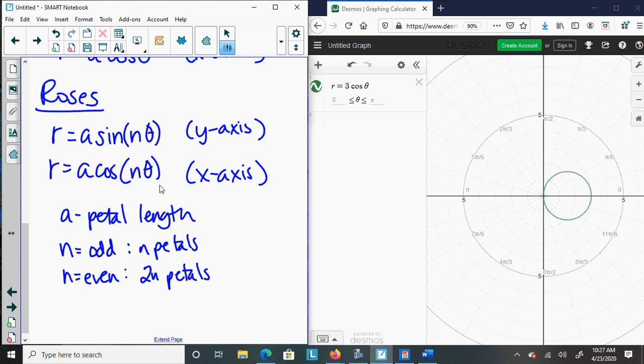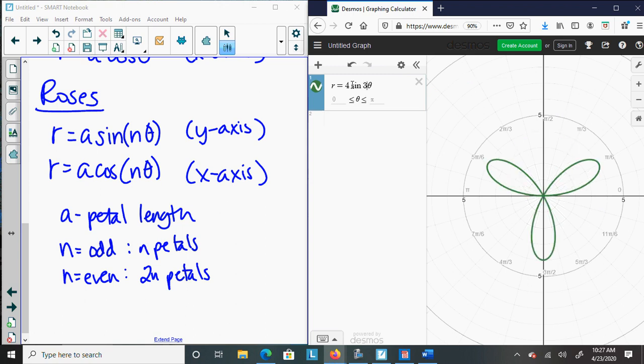I'll do a sine one first. So I'll do 4 sine 3 theta. So our petal length is 4. If I go 1, 2, 3, 4, yep, they're hitting at 4. The N is an odd number, which means that's exactly how many petals I have. I'm going to have 3 petals. And since it's a sine, you can fold it on the y-axis and it's going to match.